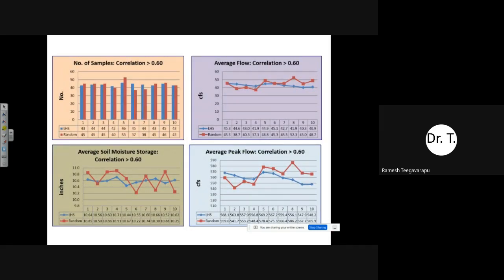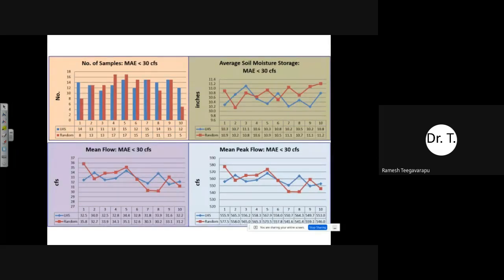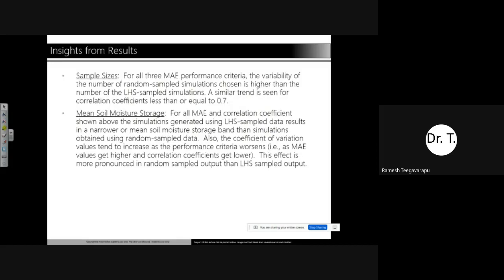So these are some of the results based on both LHS and random. You can easily appreciate that the average flow is constant when we are talking about Latin hypercube sampling, but it varies with random sampling. These are similar examples showing where we get correlation higher at different values, and then the mean absolute error. So we did some sensitivity analysis.